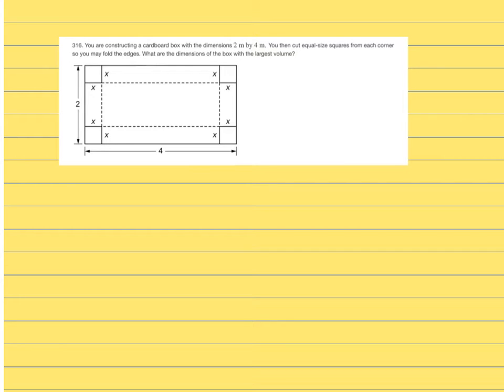All right, let's look at another one. And you'll see the similarities here. So here we go. This is problem 316. You are constructing a cardboard box from a piece of cardboard with dimensions 2 meters by 4 meters. You do that by cutting equal size squares from each corner so that you fold up the edges. So you can see the picture there.